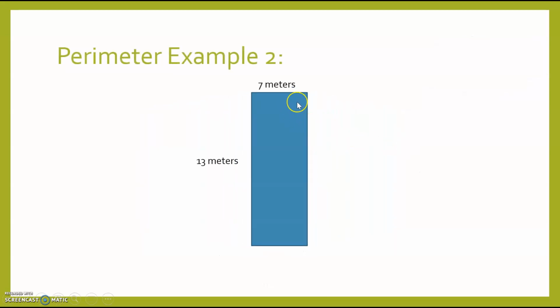Here's example 2. We have another rectangle that is 7 meters by 13 meters. Take a second and pause the video and see what you come up with. Okay, so here's how I found it. I added 7 meters plus 7 meters plus 13 plus 13, and I got 40 meters. Or you can do the other method, 7 times 2 plus 13 times 2, and get 40 meters as well. Remember to add those labels, meters this time.